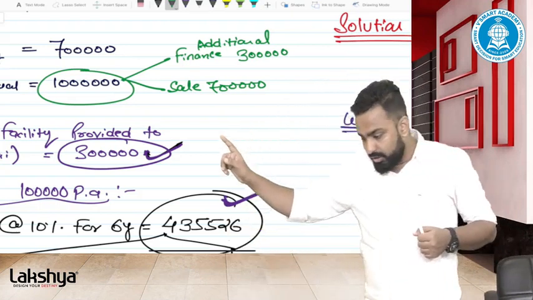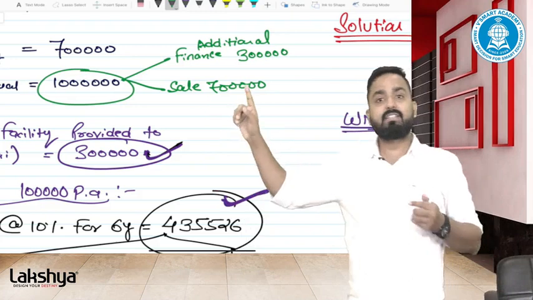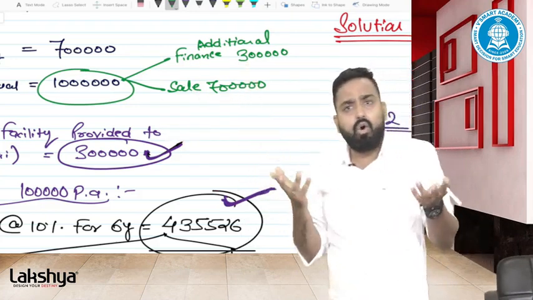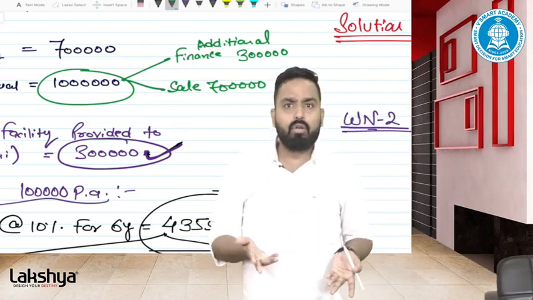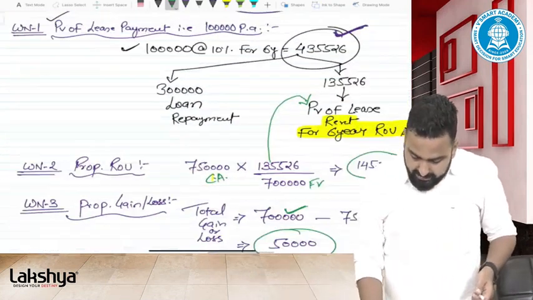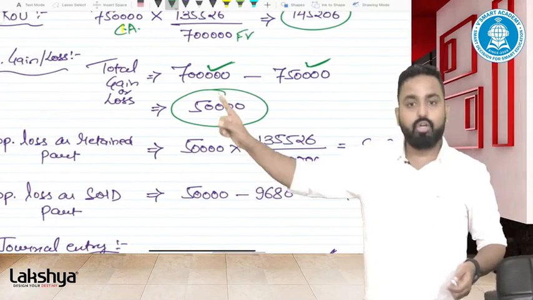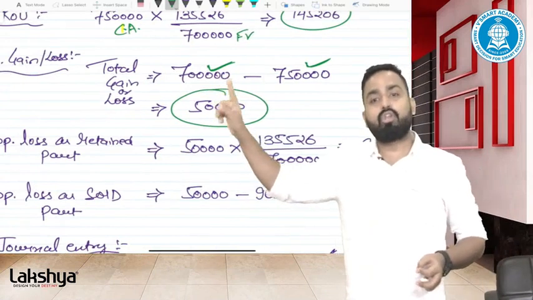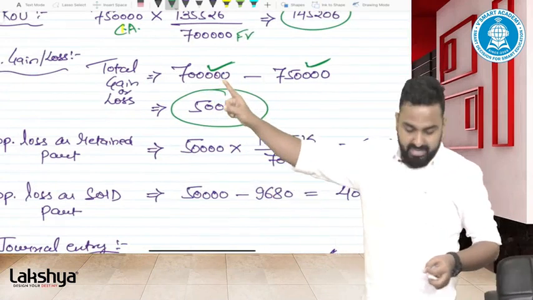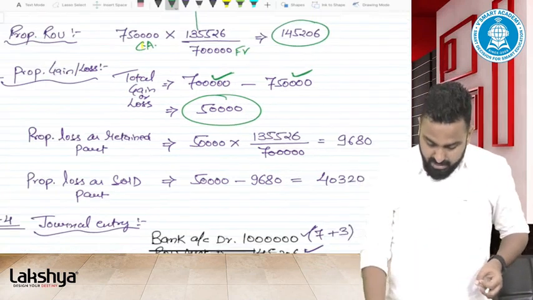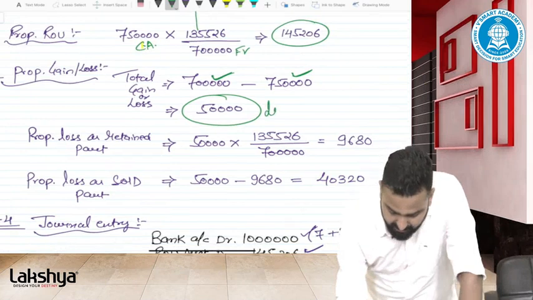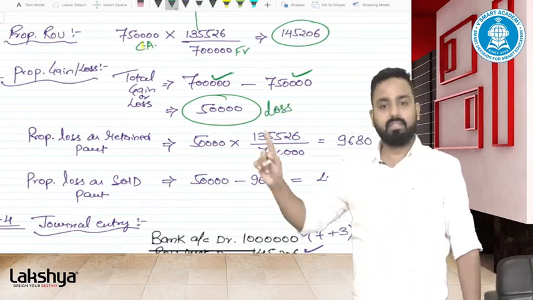Yes, very good, Arya. Since out of 10 lakh, 3 lakh is a loan liability, it is not a sale. So how can I book the gain on loan? Technically the gain or loss should be booked on the amount excluding loan. So fair value minus carrying amount, there is a loss of 50,000. So this is a loss basically.